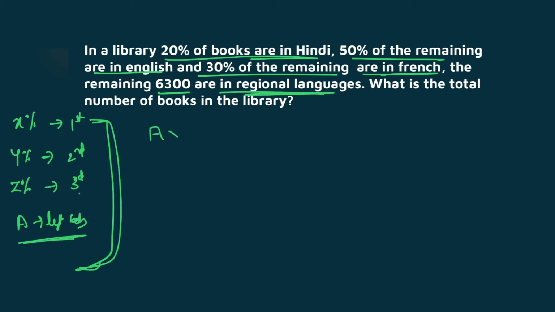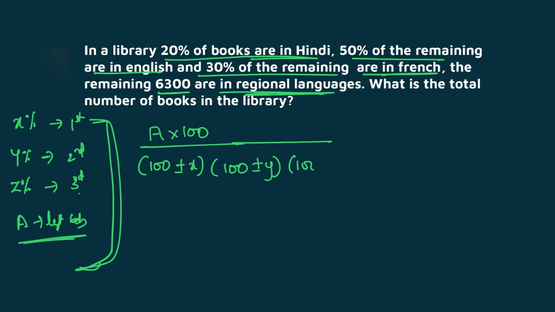To find this total quantity, we should use a simple formula: the left out quantity a into 100 into 100 into 100 in the numerator, divided by 100 plus or minus x, multiplied by 100 plus or minus y and 100 plus or minus z. Here there are three quantities, so 3 times 100 in the numerator. So this is how you should solve this. Using this trick, solve this problem now.